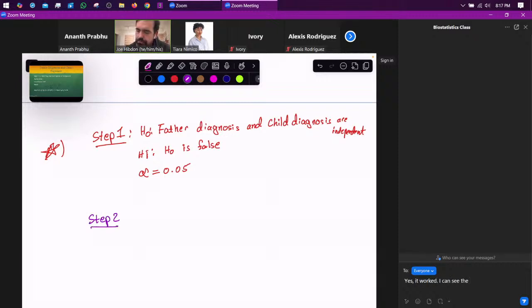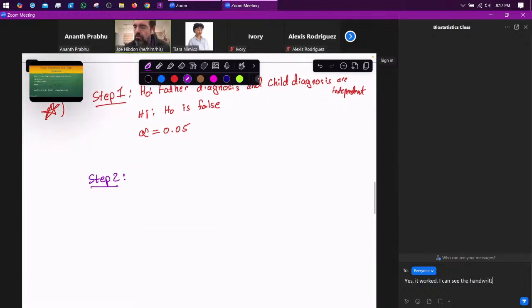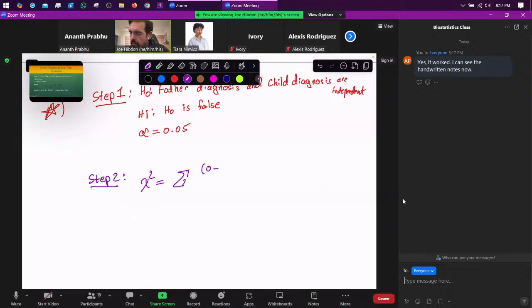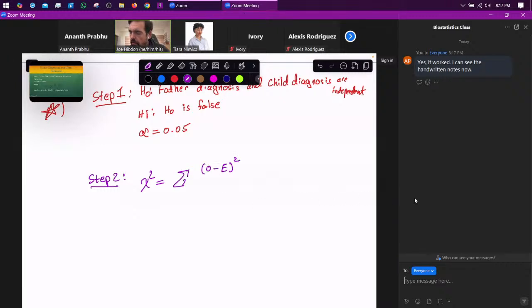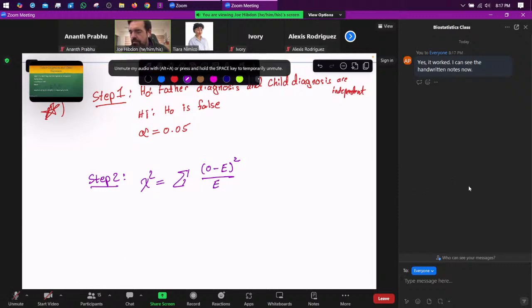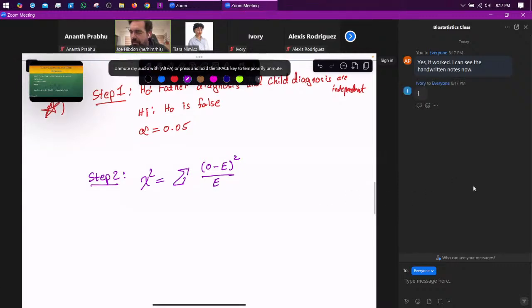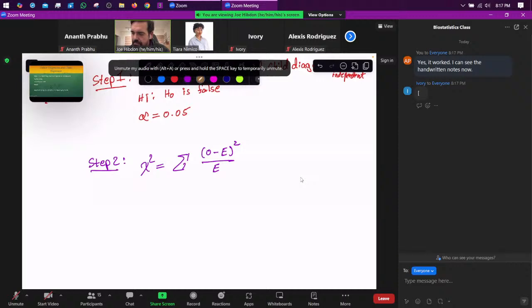Step 2. Well, remember this is categorical data. So categorical data means chi-squared. And you're like, we didn't do this practice with these. Well, that's why we're doing it now, because I knew we were going to get to categorical here.